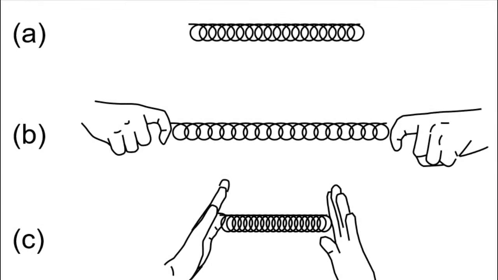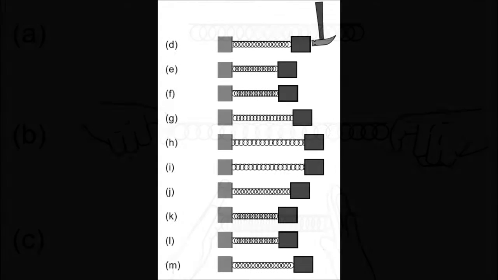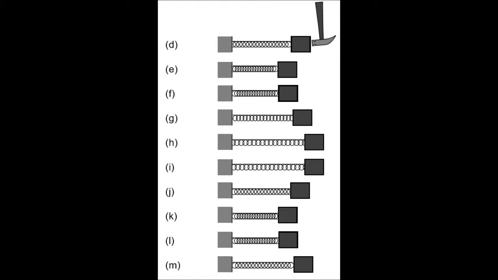The figure shows our most basic example of a vibration. With no forces on it, the spring assumes its equilibrium length, A. It can be stretched, B, or compressed, C. We attach the spring to a wall on the left and to a mass on the right. If we now hit the mass with the hammer, D, it oscillates as shown in the series of snapshots, D to M.